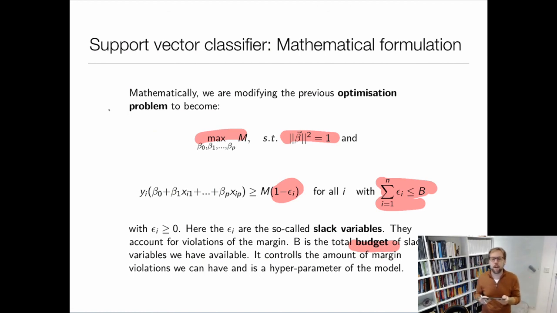So the sum of slack variables must be below a certain budget. And here b, as we already said, accounts for the flexibility of the model. Small b means less flexibility, high b means more flexibility.